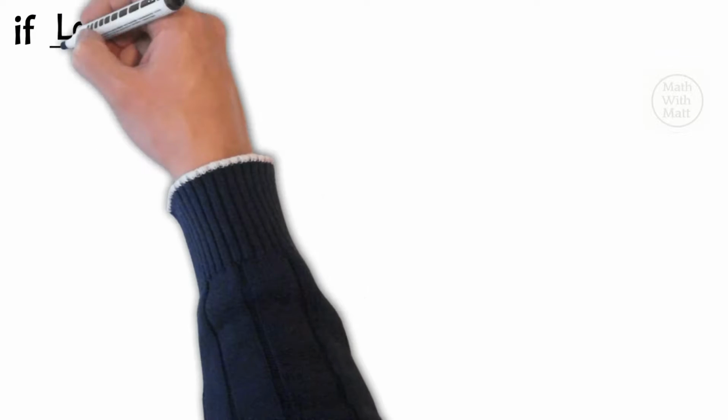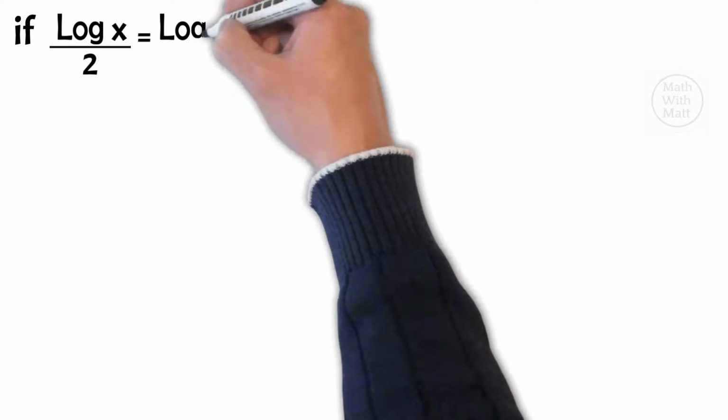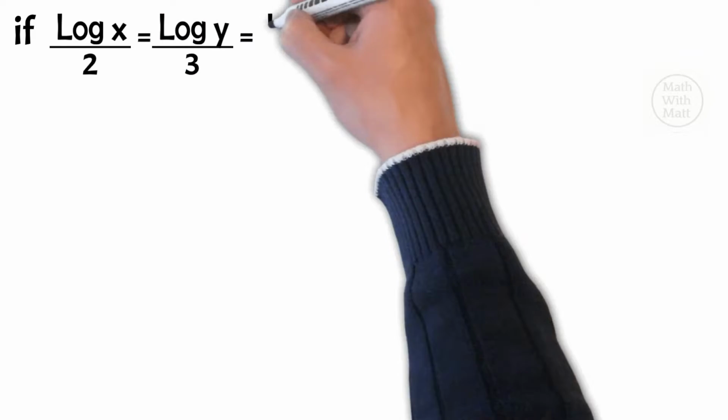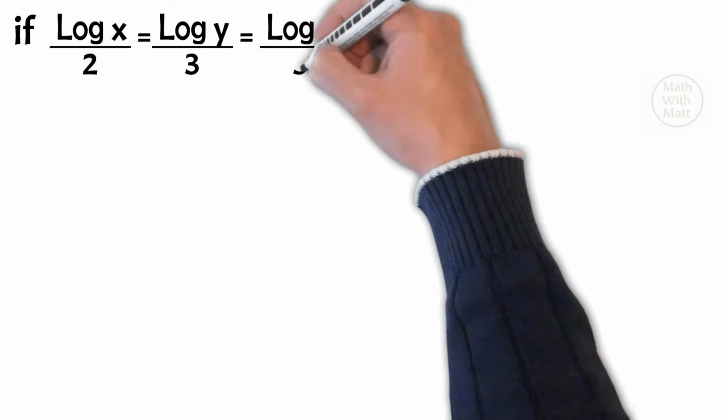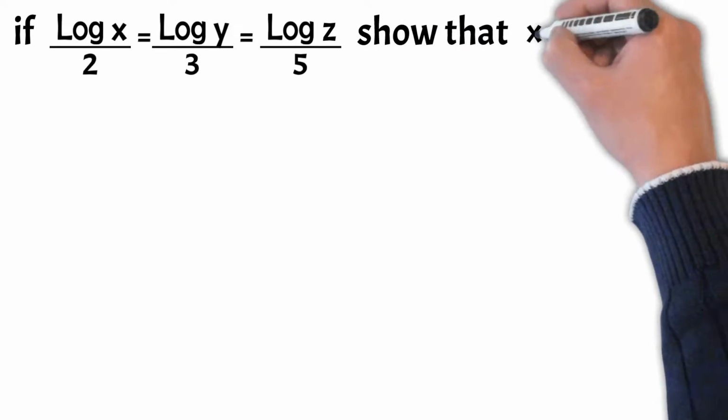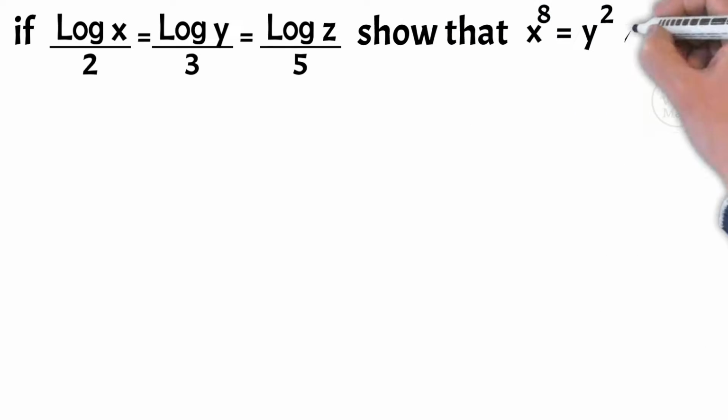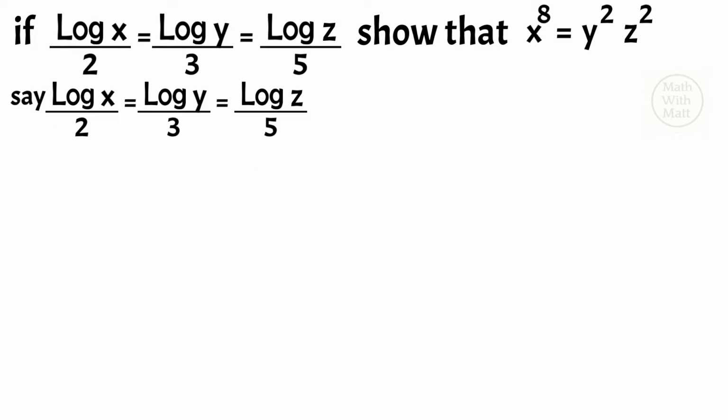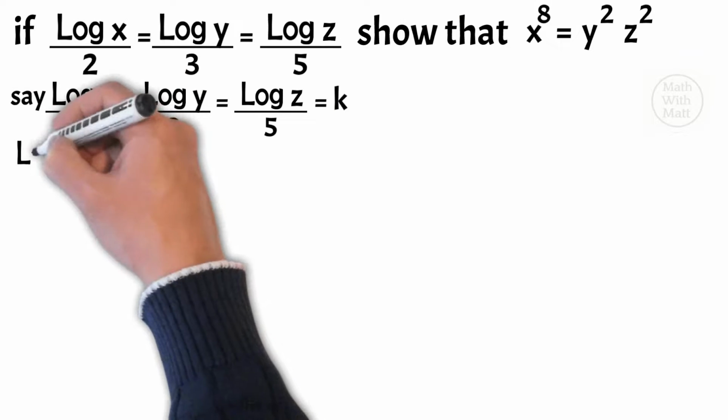Next problem presents itself as, if log of x upon 2 equals log of y upon 3 equals log of z upon 5, then we need to show that x to power 8 equals y squared times z squared. As usual, we take the entire given equation and equate to a constant, that is k.